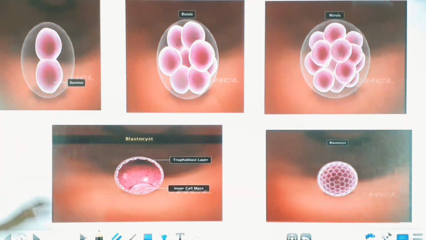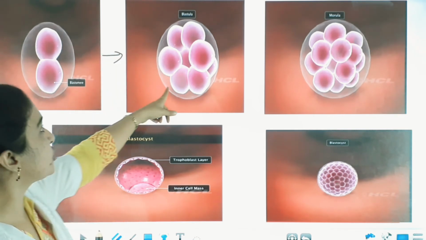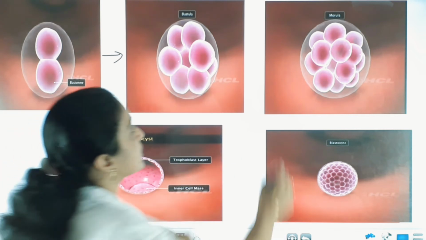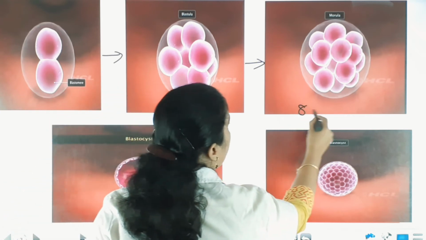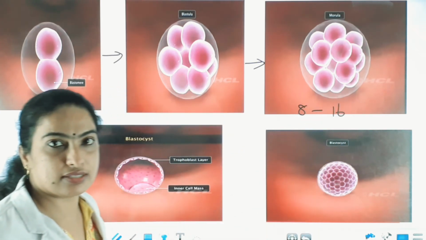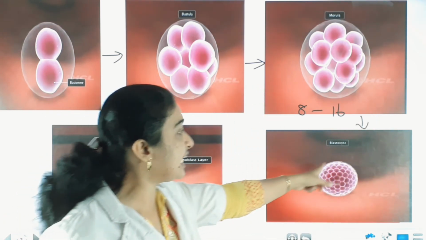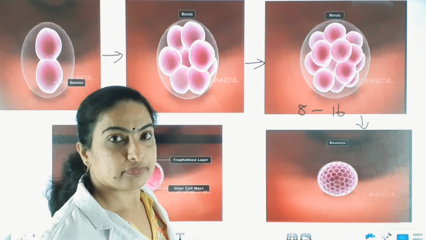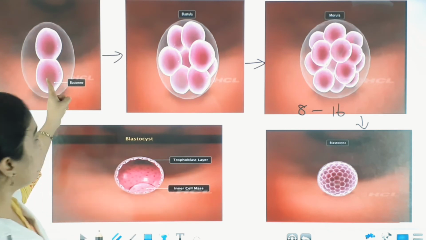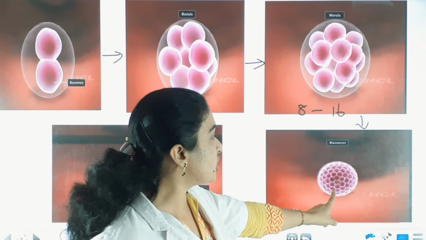Now you can see, this is the blastomere. The blastomere undergoes development to form the blastula, and the blastula develops to form the morula. The morula consists of 8 to 16 blastomeres. Then it develops to form the blastocyst. You can see the embryo with several blastomeres in the blastocyst. Is it clear? So this is the blastomere, this is the blastula, then morula, then blastocyst.